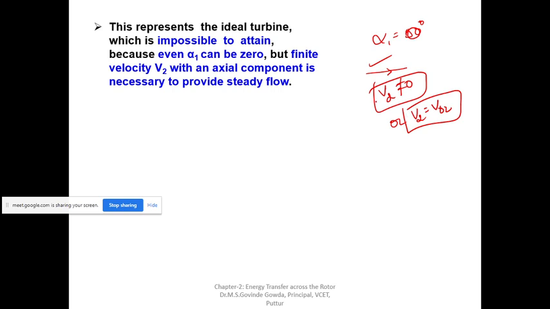So this is what we say if it is the case of alpha 1 is 0. This is impossible to attain, it is just an imaginary thing, just for analysis purposes. We can say mathematically V2 can be equal to 0, but in a practical way our velocity at exit cannot be equal to 0 in any case.